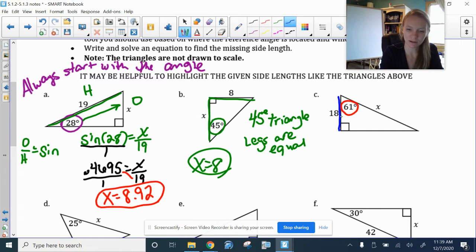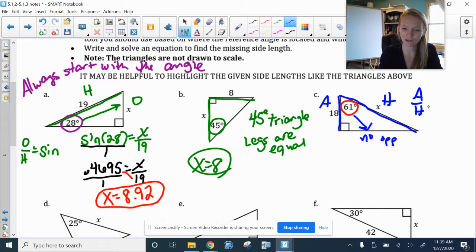On our next picture, my angle is 61 degrees. There is no opposite here. So I'm not going to use sine, because sine uses opposite over hypotenuse. Instead, I have the adjacent and the hypotenuse. So if I have A and H, that's going to tell me to use cosine.